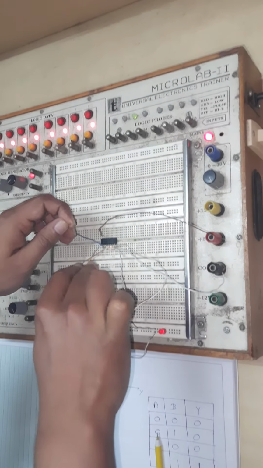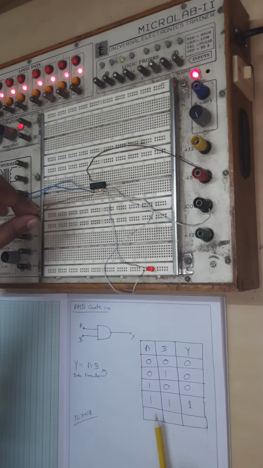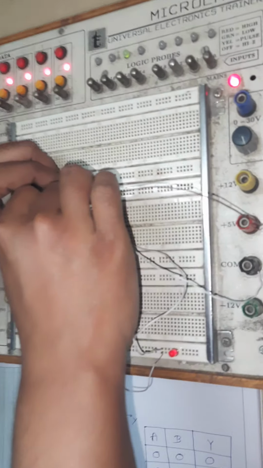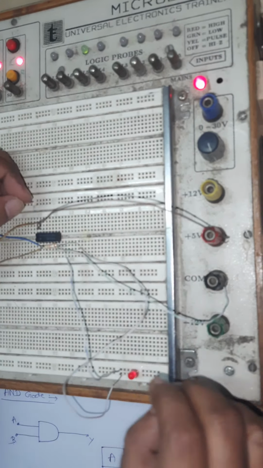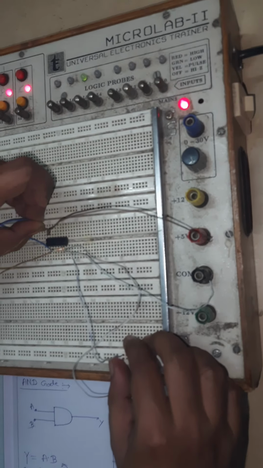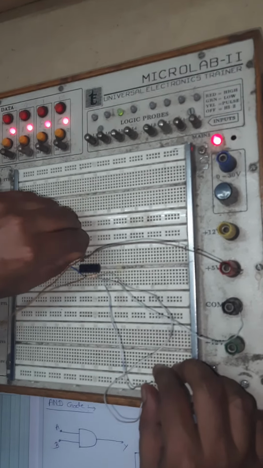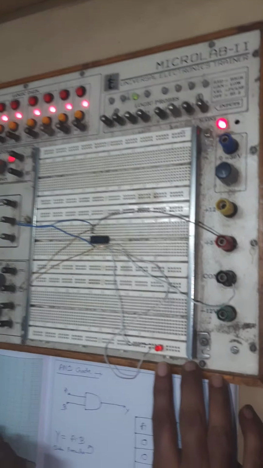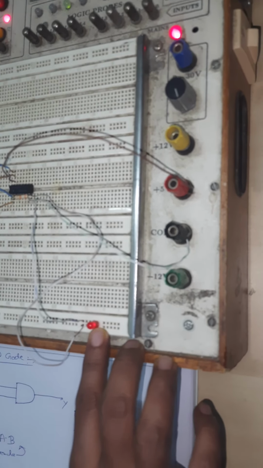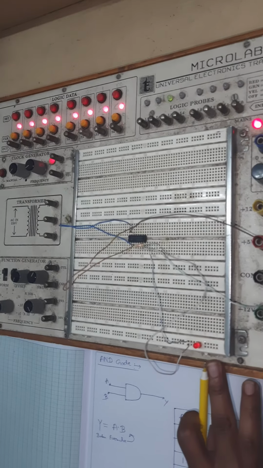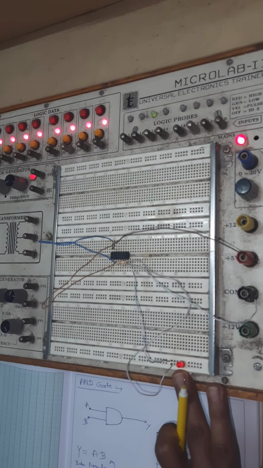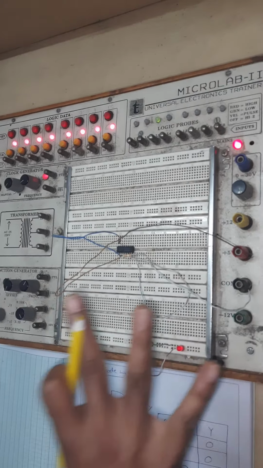Finally, we place both inputs as 1 1, which means both are connected to the VCC point. You can see finally the LED is glowing. So if the input is 1 1, only then the output will be 1, otherwise the output is 0. And this is the final operation of the AND gate.